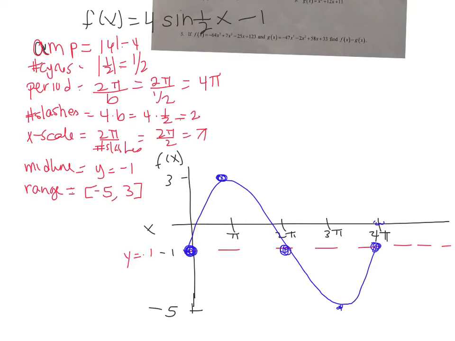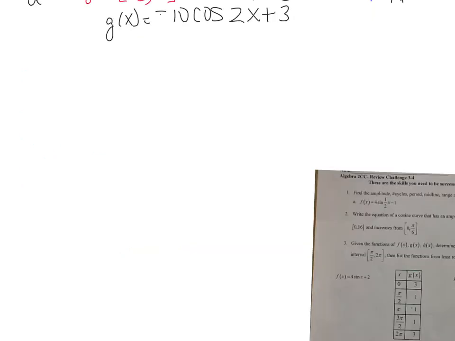Let's take a look at 1B. Okay, so 1B is the same thing. So we're graphing and finding all the key features for g of x is equal to -10 cosine 2x plus 3. All right, so let's start with the amplitude. It's the absolute value of -10, which is 10. That means it's going up and down 10 units.